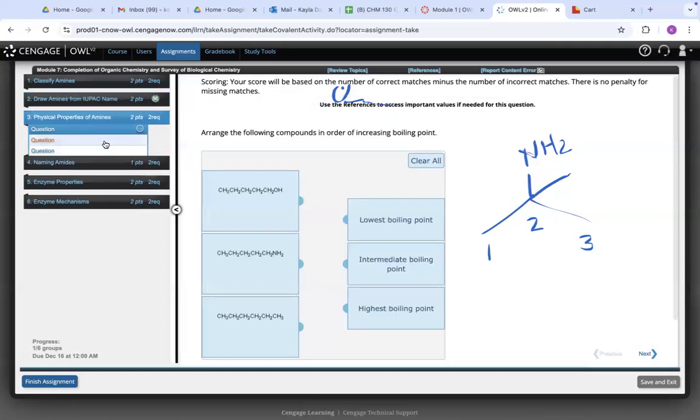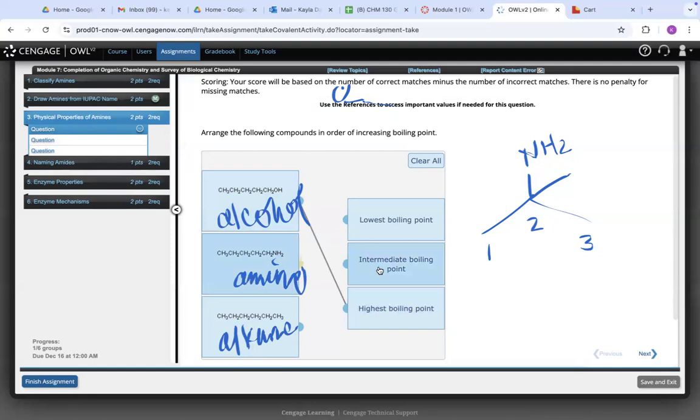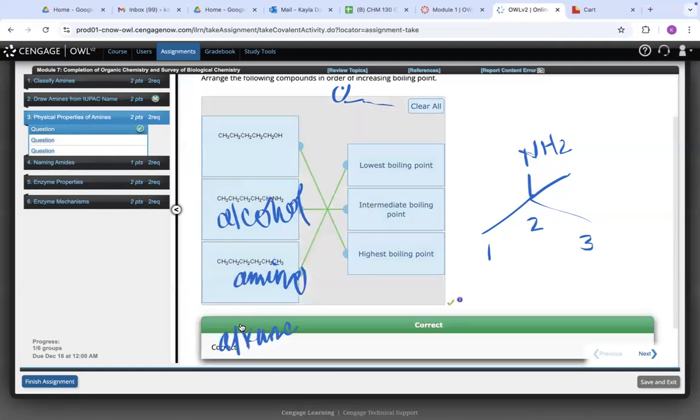All right, physical properties of amines. So here we have an alcohol group. Here we have an alkane and an amine. So alcohol is going to be the highest in this group, then amine, and then alkane is the lowest. There we go. All right, and I'm not going to do a second one of those. We've done a lot of examples of those.